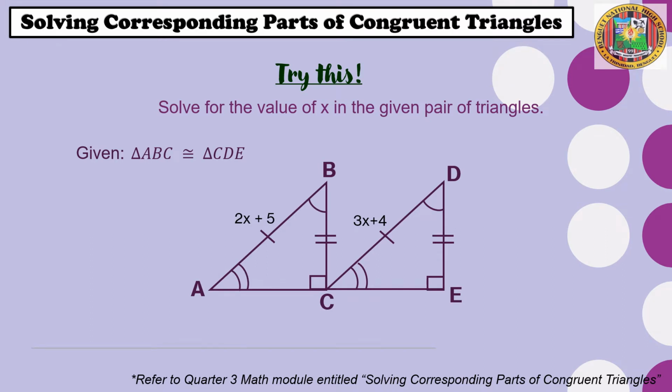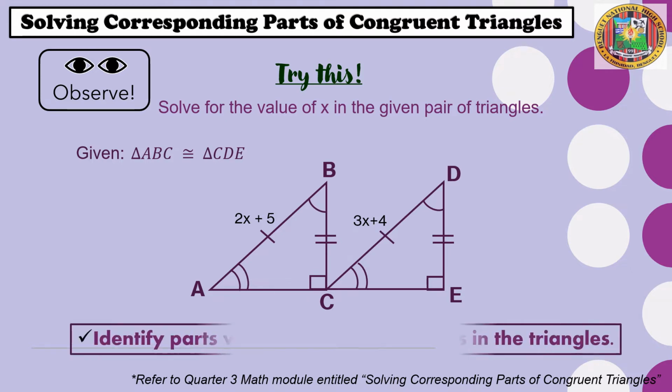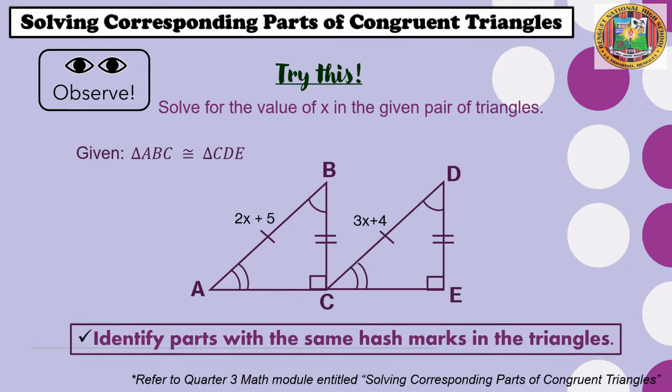To begin, first we must observe the figure. Given that triangle ABC is congruent to triangle CDE, let us identify the parts which have the same hash marks. Here, we could see that line segments AB and CD have the same hash marks.